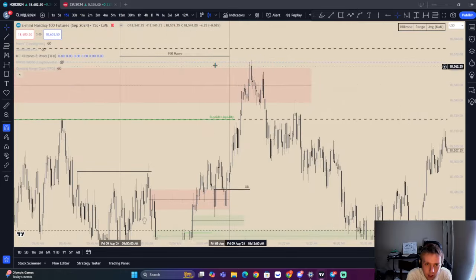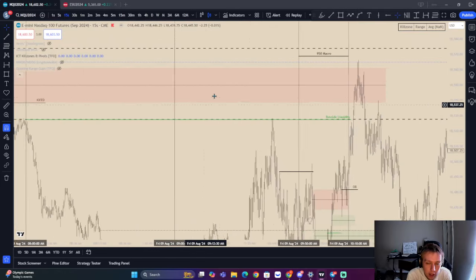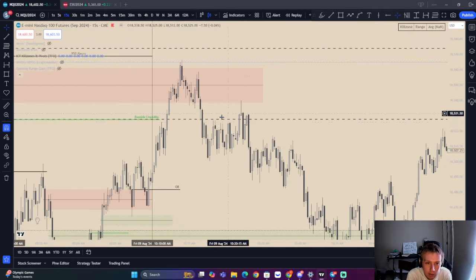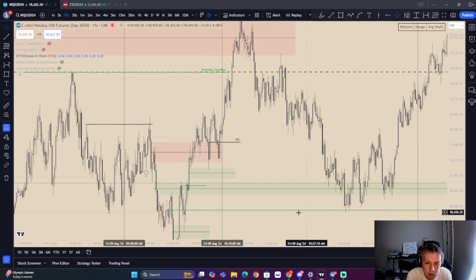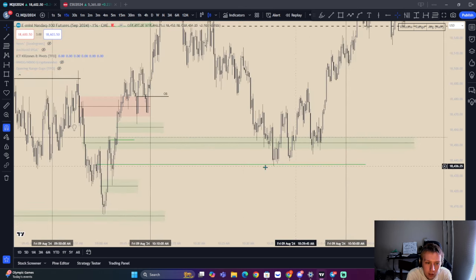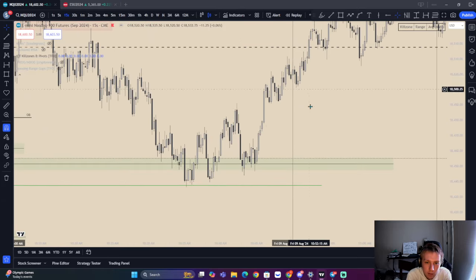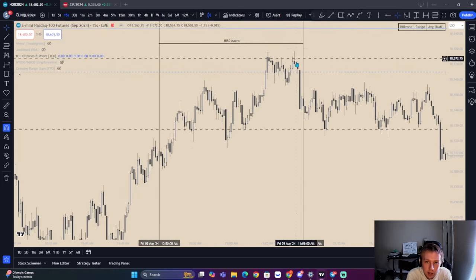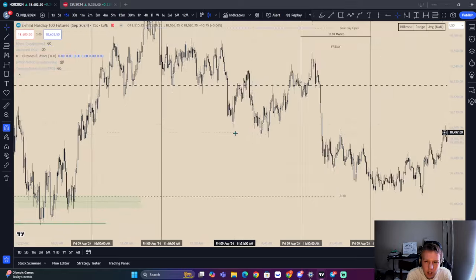So we end up coming up into true day, into that breakaway gap, and we end up displacing lower. This inefficiency gets referred to. Now we're in a sell program back to that inefficiency. We touch that inefficiency, and then we end up seeking buy side. We have a buy side delivery here. And we kind of come back.